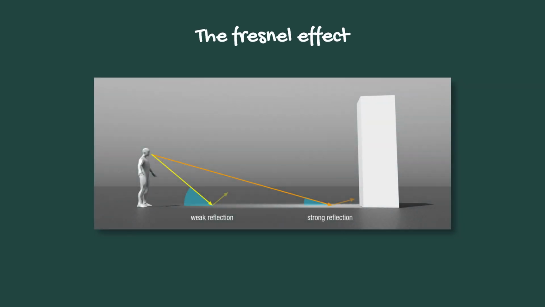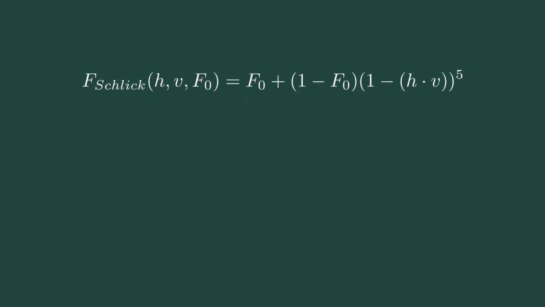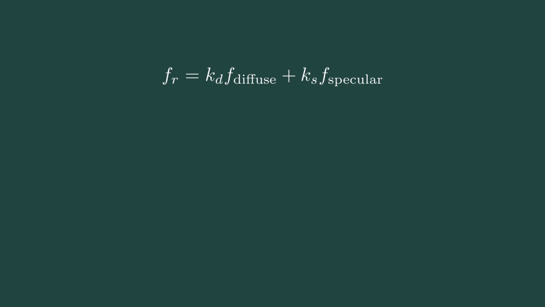The Fresnel factor describes the ratio of light that gets reflected. The lower the viewing angle is, the more the reflection is. And it's represented by the Fresnel-Schlick equation, which is an approximation to the actual Fresnel equation, where f0 represents the base reflectivity of the surface, v is the viewing angle, and h is the halfway vector between the viewing angle and the incoming light vector. For the f diffuse, we replace it with a Lambertian diffuse.